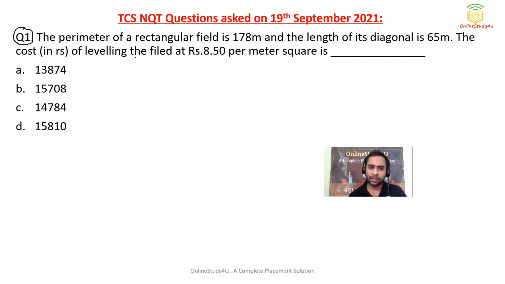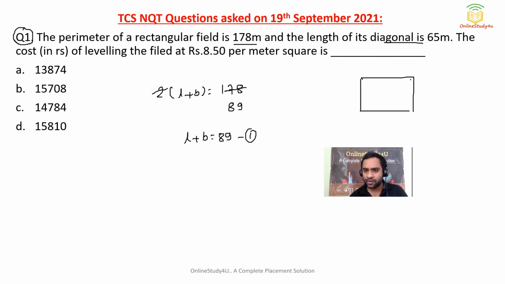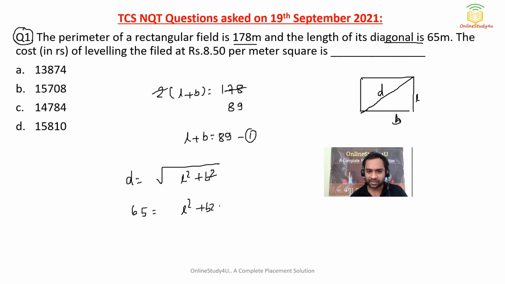Timer started. The perimeter of a rectangular field is 178 meters. So the perimeter will be 2 into (length plus breadth) equal to 178. 2 8s are 16 and 2 9s are 18, so length plus breadth is nothing but 89. This is one of my equations. The length of its diagonal is 65 meters. If this is a rectangle, then the diagonal will be nothing but the square root of length square plus breadth square. The diagonal d is given as 65.